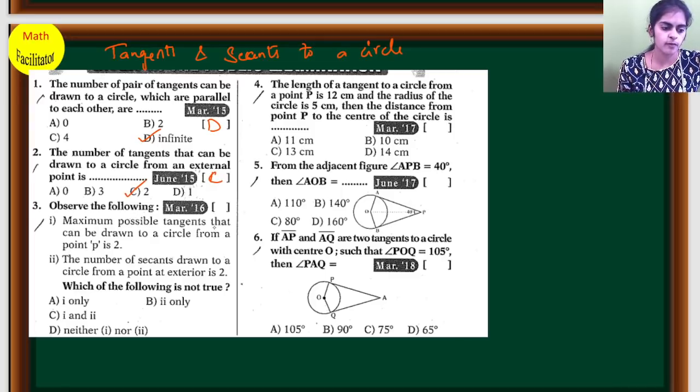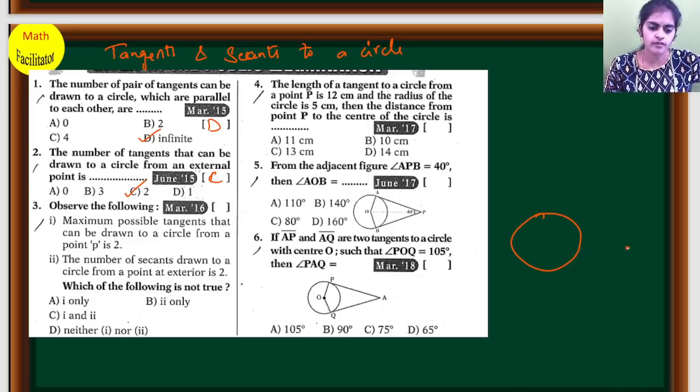Observe the following: the maximum possible tangents that can be drawn to a circle from a point P is 2. The number of secants drawn to the circle from an exterior point is 2, so option 2 is false. From an exterior point, you cannot draw only secants. If you want to draw, you can draw infinite secants, so you don't have to stop at only 2.